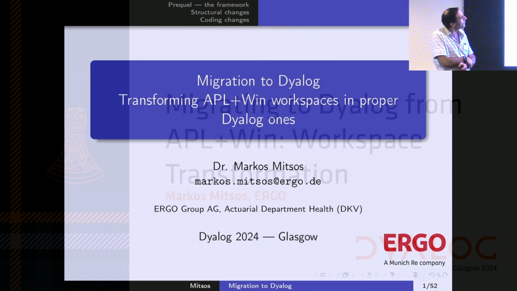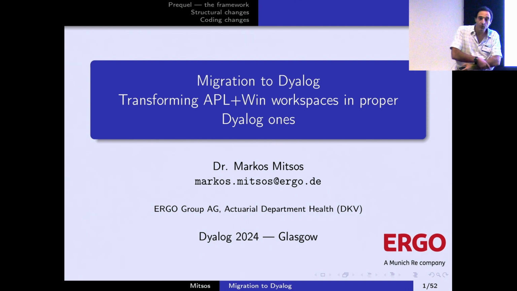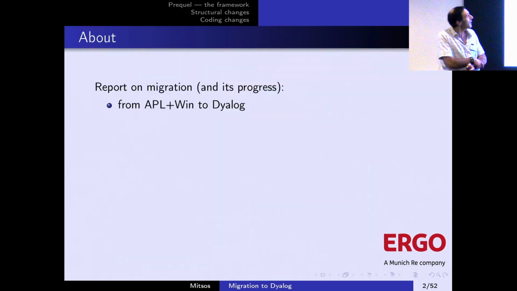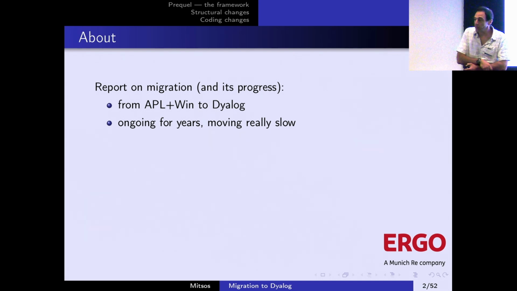Yes, hello. More precisely, I want to speak about transforming APL+Win workspaces into Dyalog workspaces. What do I mean by this? I have a long-time project migrating from APL to Dyalog. It's ongoing for years, among other things, because I'm alone and my main work is on the business side. That means I have very, very low developer capacity for migrating things.